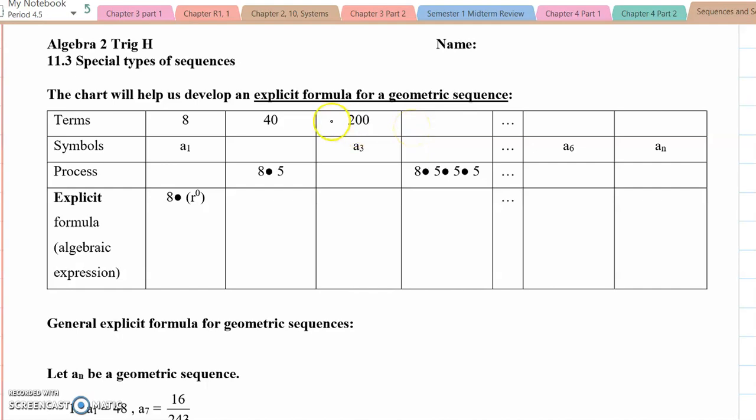If you did 200 divided by 40, you would get 5. If you do 40 divided by 8, you get 5. So in that backwards direction, you would divide. In the forwards direction here, you would multiply. That's only because this sequence is getting bigger. You can look at a geometric sequence as a decreasing function in which the numbers would divide in the forward direction and multiply in the backwards, but it's just the exponential relationship.